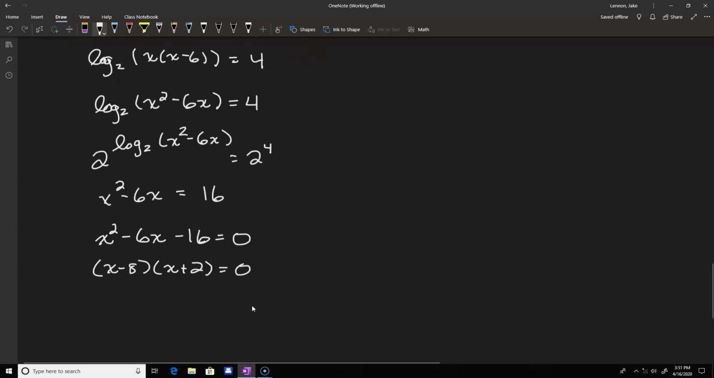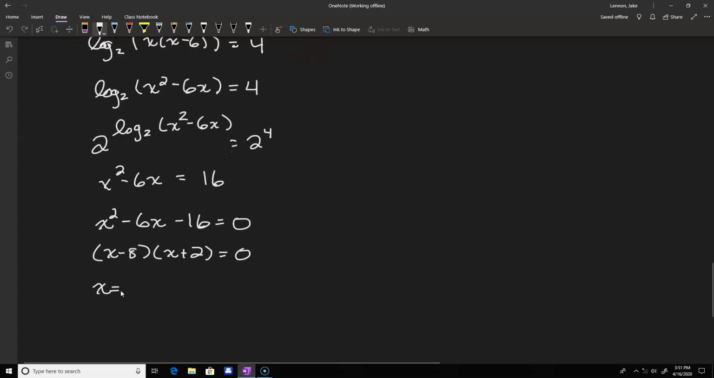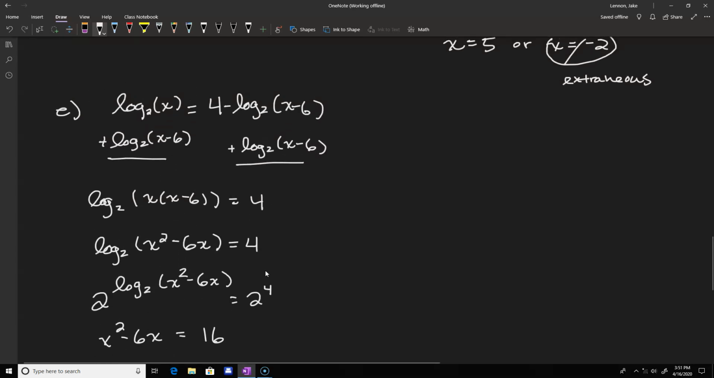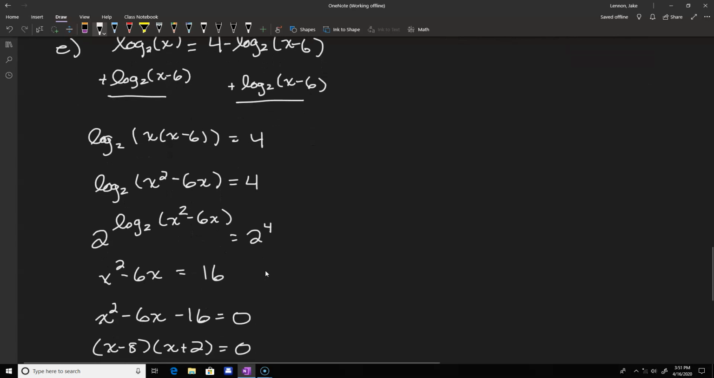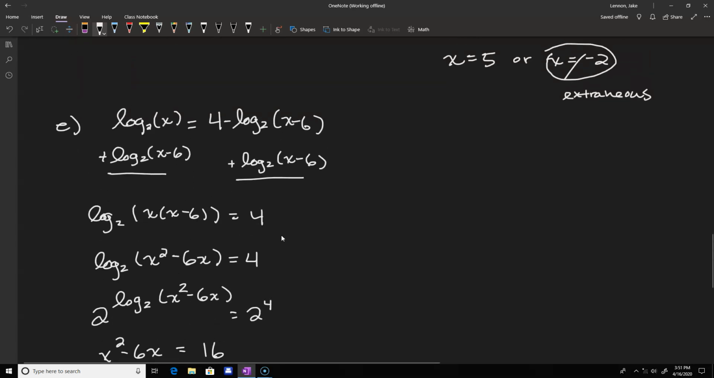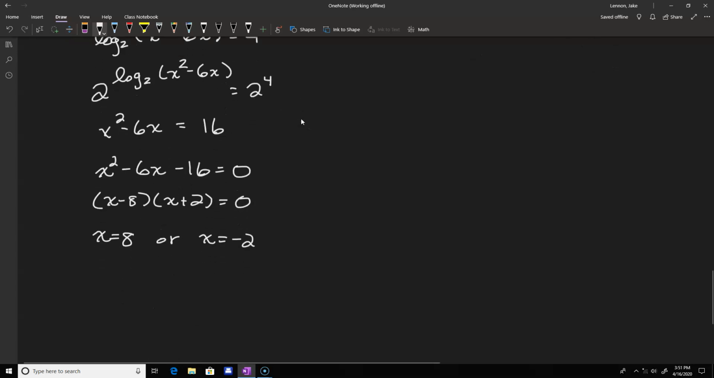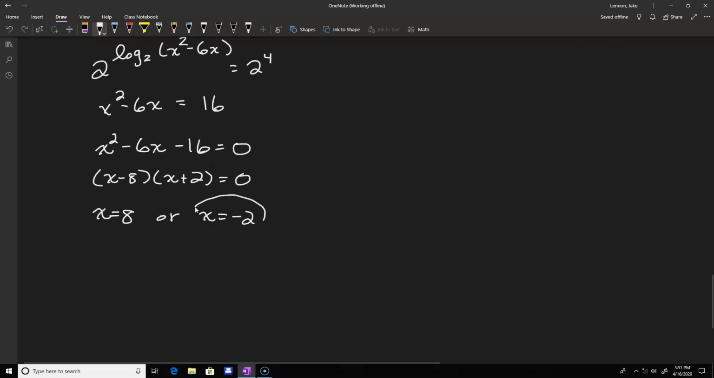So our two possible answers are x equals 8 or x equals minus 2. And we want to go ahead and see if either of those are extraneous. Well, we can already tell the negative solution is going to be extraneous because log base 2 of negative 2 would be undefined, and similarly negative 2 minus 6 would be negative 8, which is undefined. So again, this negative value is extraneous, so we do not use it. So our only solution to that problem is x equals 8.